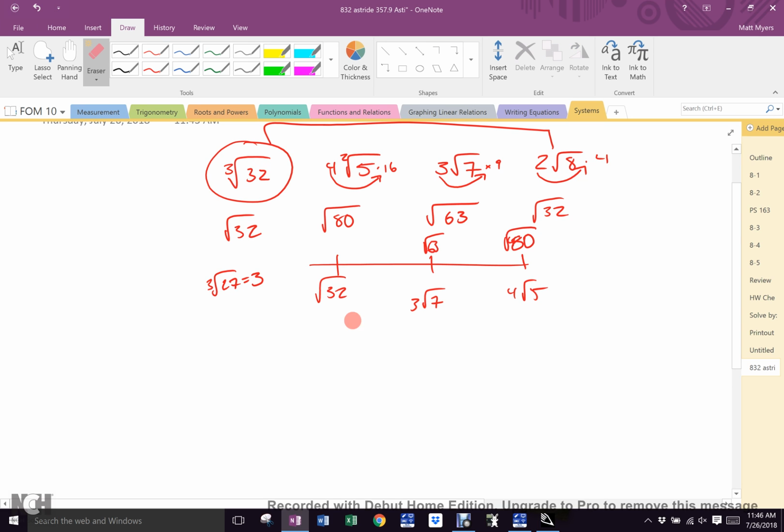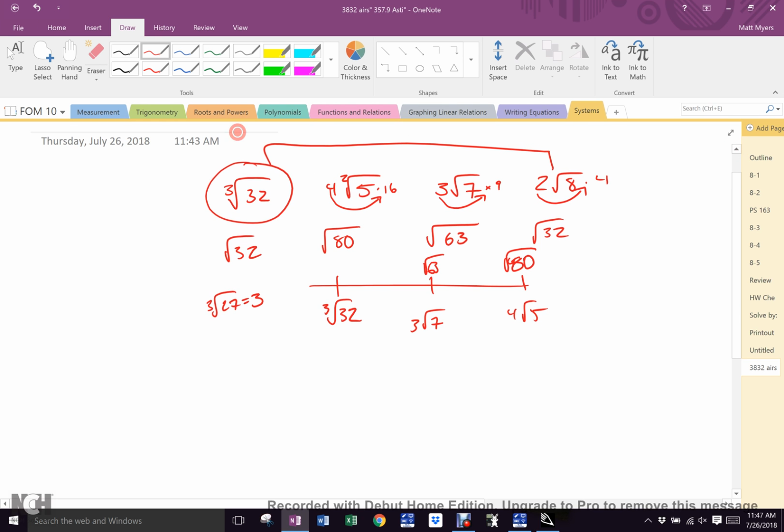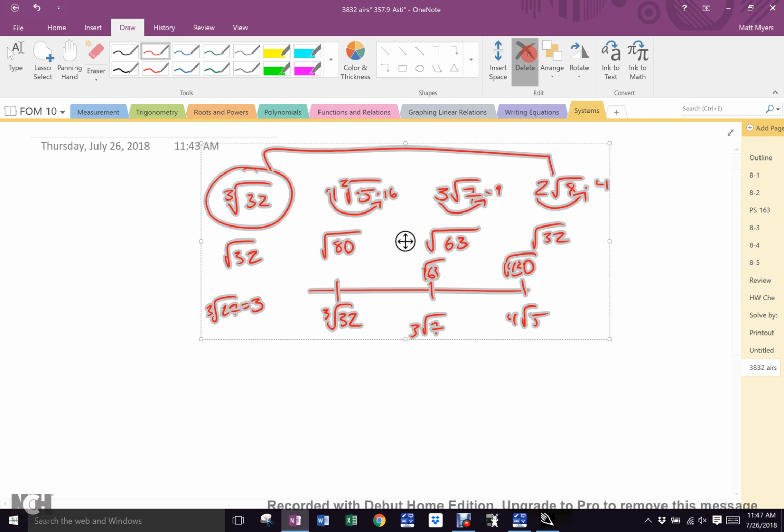So now, if I make that cube root and the rest are square root, then I got to be smart about it, right? Root of 63 is almost 8, because that's almost the root of 64. Root of 80 is almost 9. This has to be a little bit more than 3, so it's still the smallest. Okay? Good. Anybody else wish to volunteer a question before I call their name?